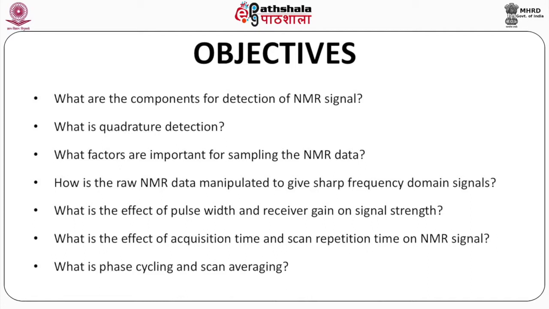How is the raw NMR data manipulated to give sharp frequency domain signals? What is the effect of pulse width and receiver gain on signal strength? What is the effect of acquisition time and scan repetition rate on NMR signal? What is phase cycling and scan averaging?